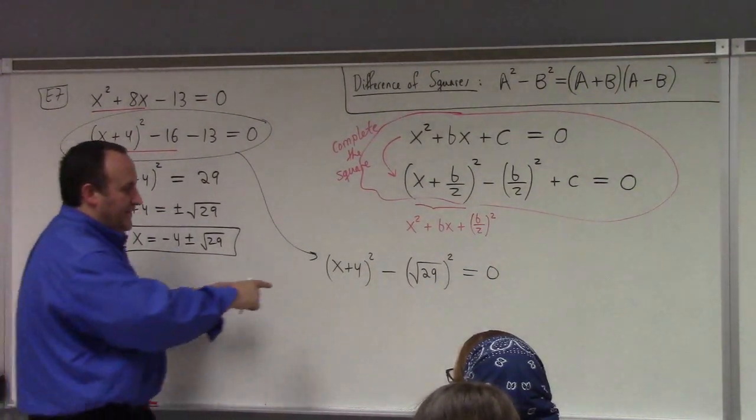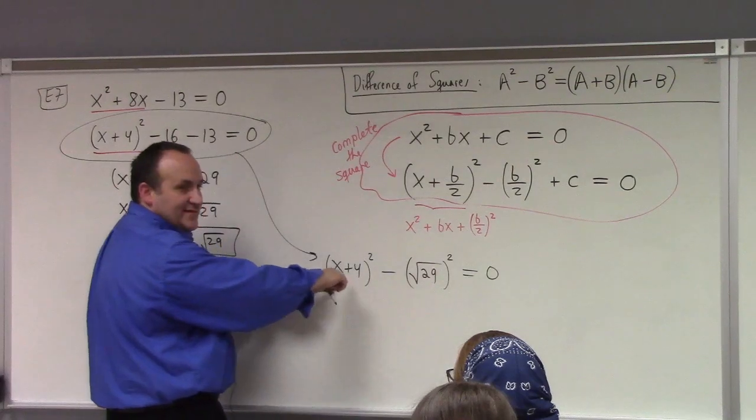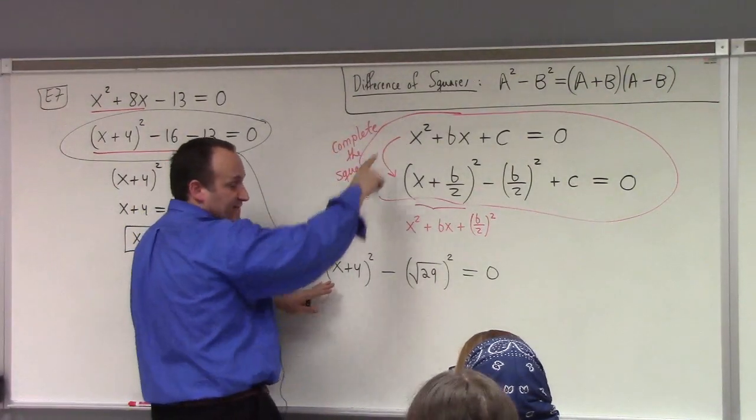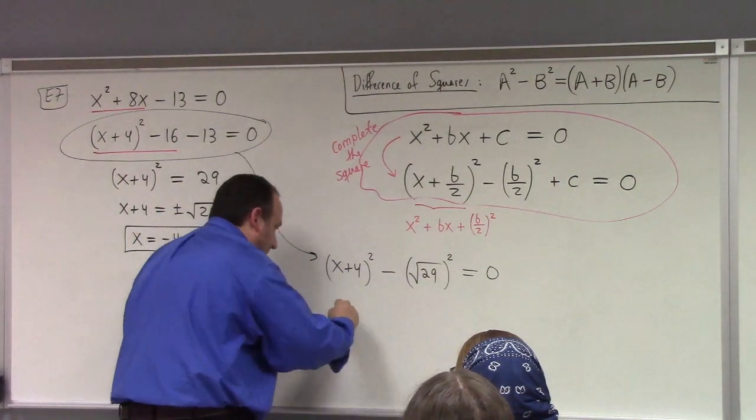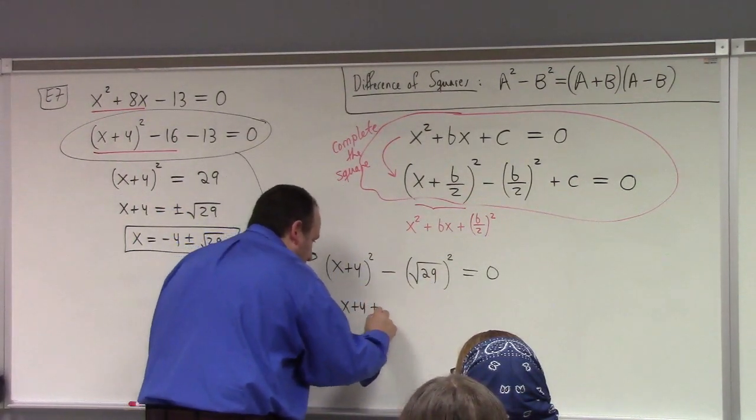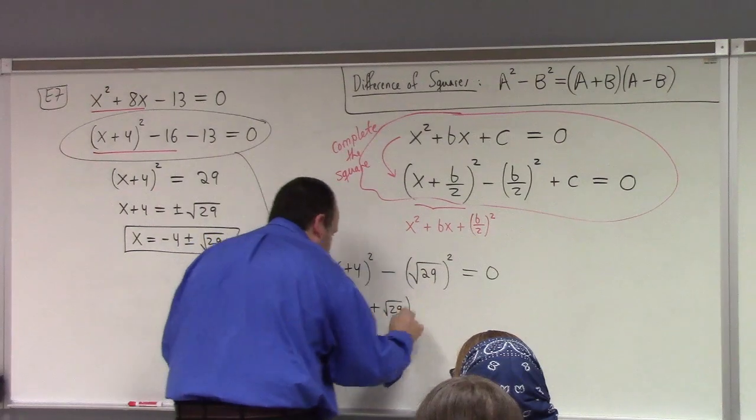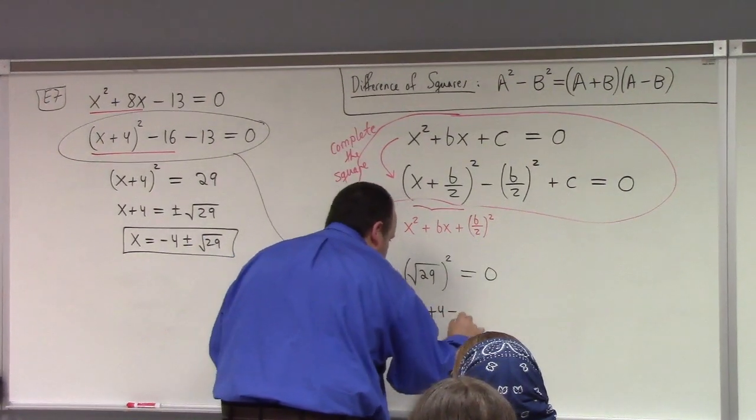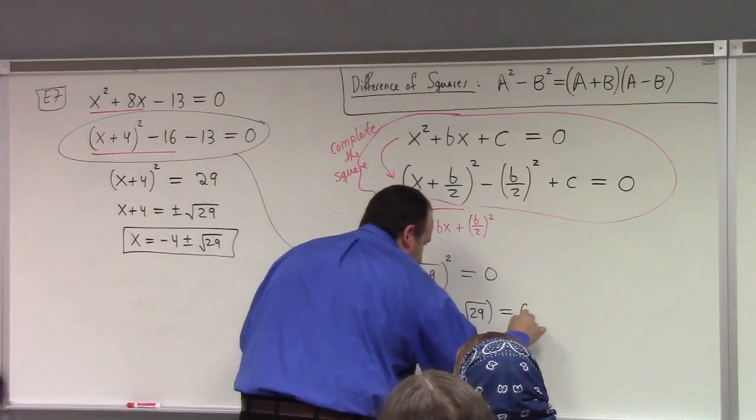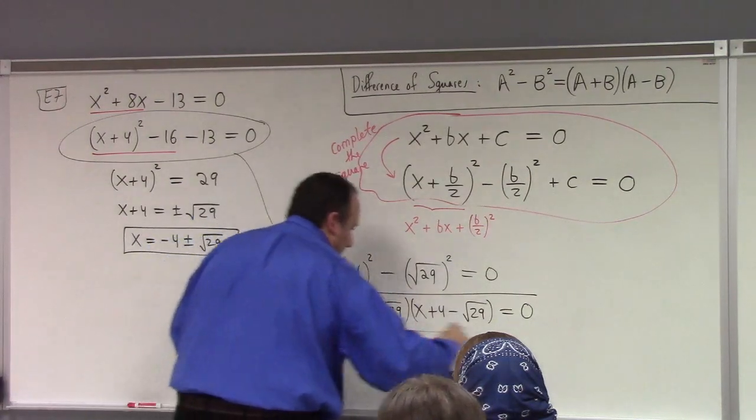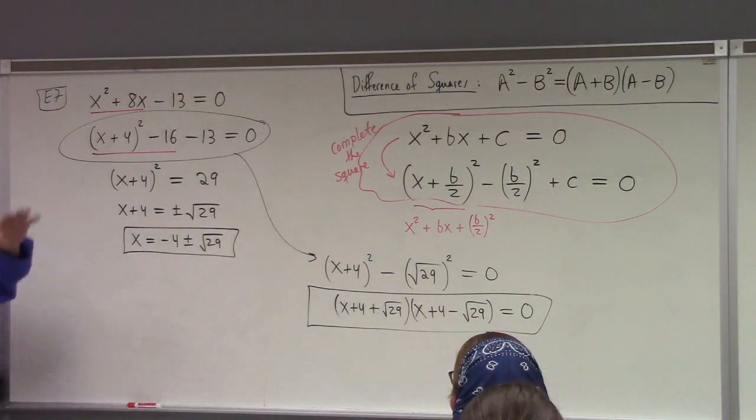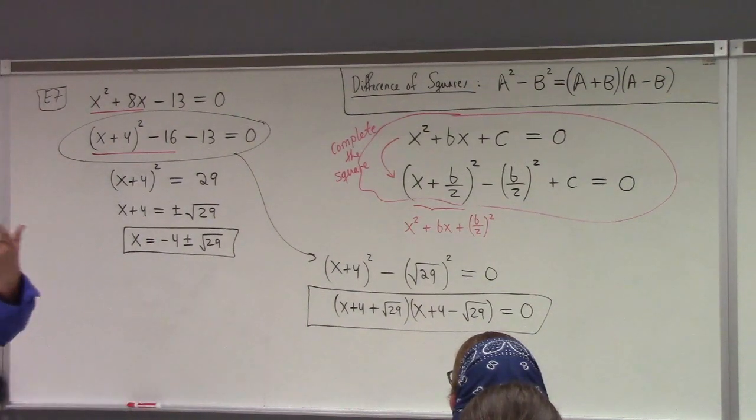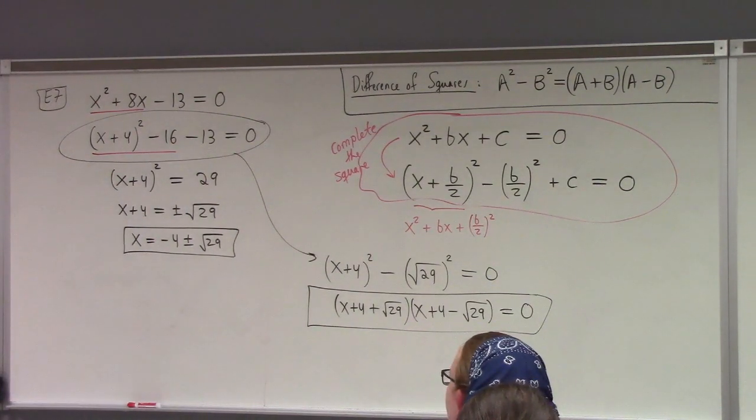Okay. This is magical because this is the difference of squares. This is a squared minus b squared. So I have it factored. X plus 4 plus the square root of 29, parentheses, x plus 4 minus the square root of 29 equal to 0. That is the factored form. So this thing I just did, I would call factoring via completing the square.